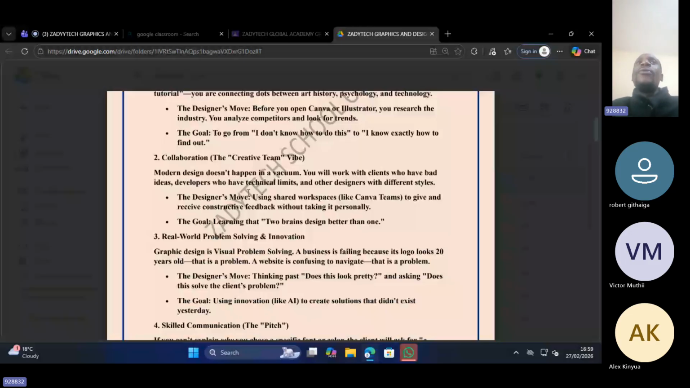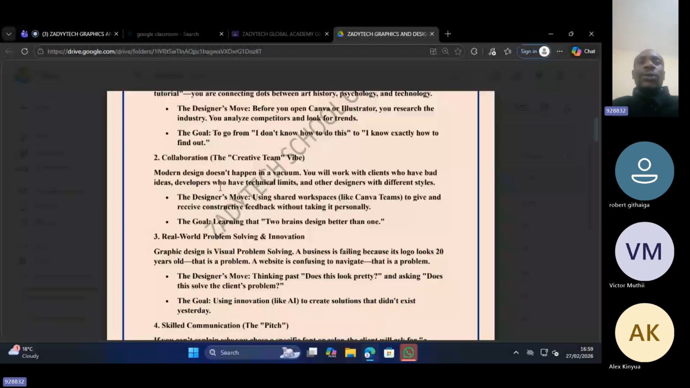So remember that we are not collaborating only when we are doing graphics and designs. These are skills that you should apply even in real life situations. These are the skills that cut across real life, whether in life or at the workplace. So make sure that you are adapting this skill. They will be of help.